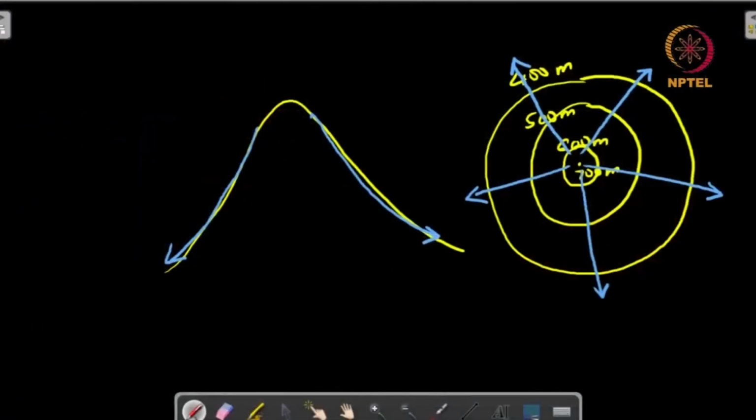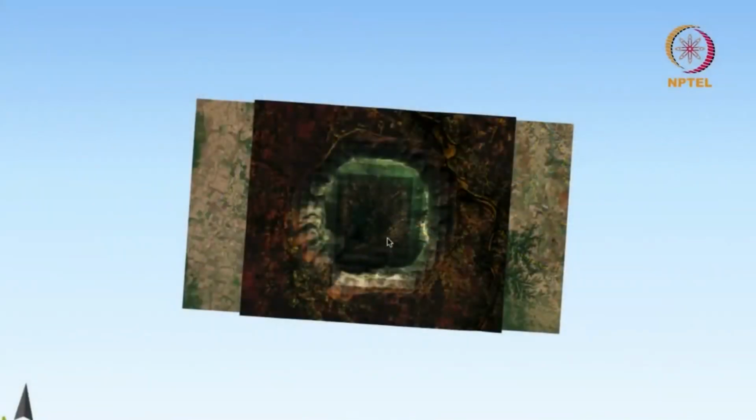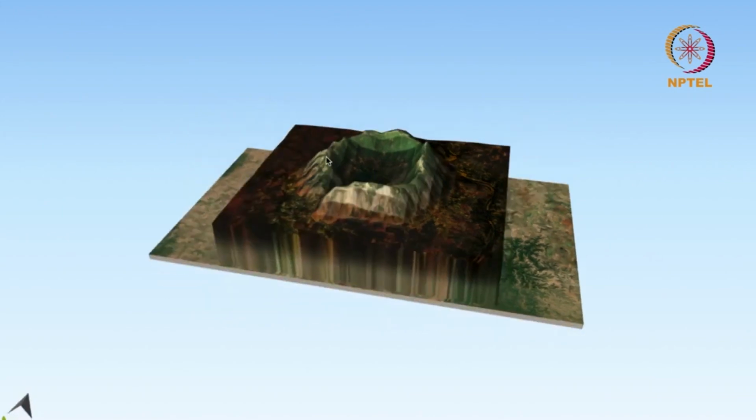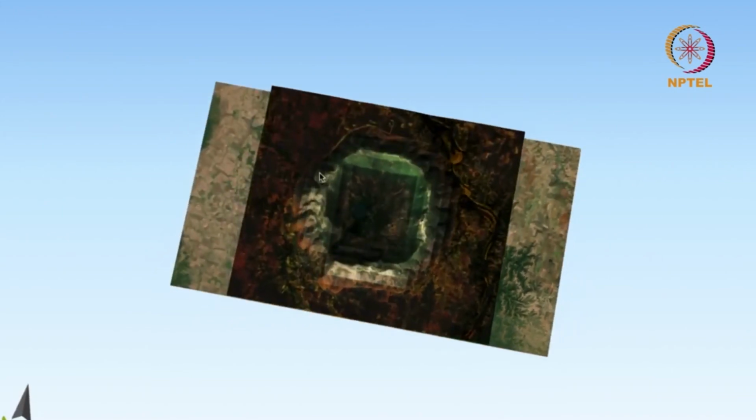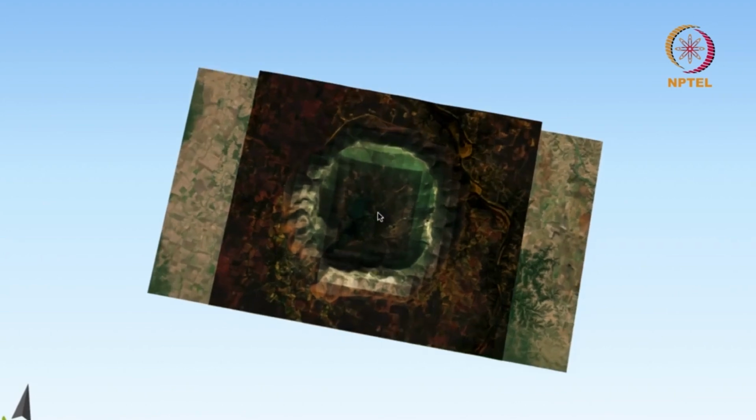Now similar to the Chukchi crater, we have the Ramgarh crater in India, in the state of Rajasthan. Now in the case of Ramgarh crater as well, you have a central depression where the meteorite struck, and you have these ridges on the side, and this also forms a circular pattern.